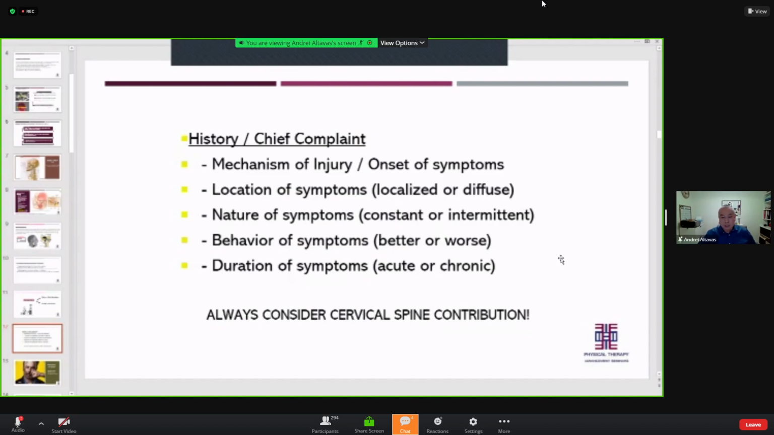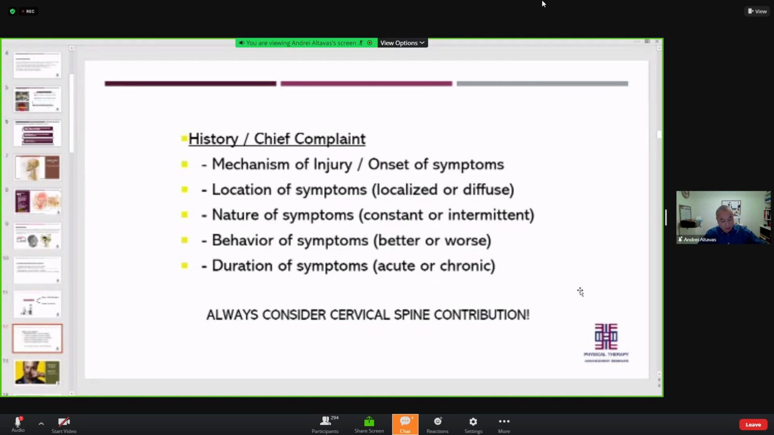Okay, we want to know again when the condition started, when the symptoms started, and how long it has been going on. So chronic, and this is where perpetuating factors come in, because when you have patients with a chronic onset of symptoms, you want to look into how it affects their function now.